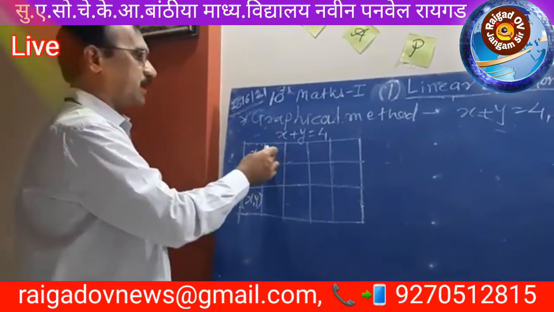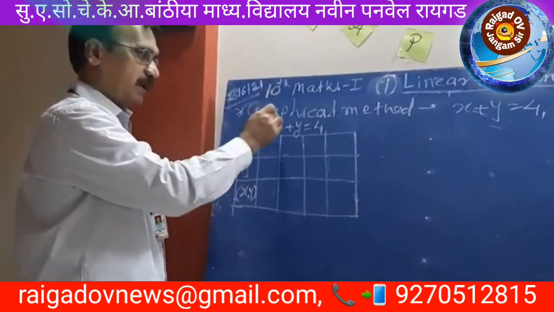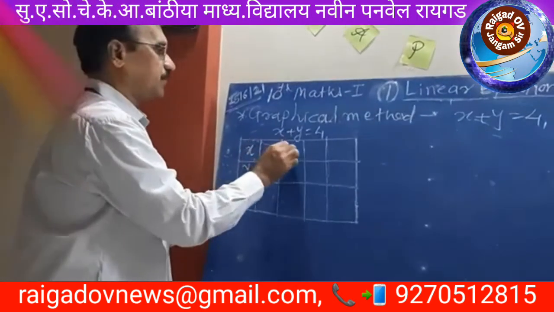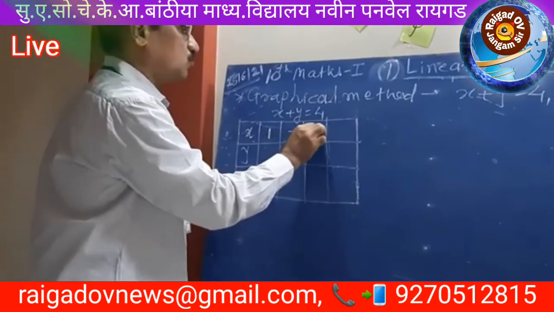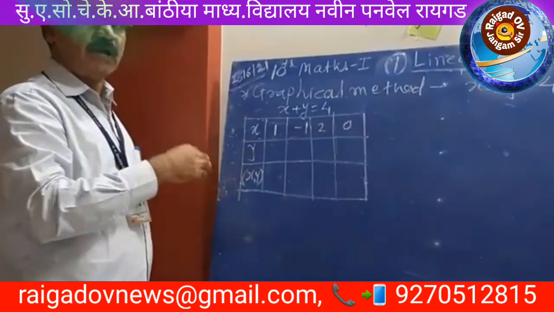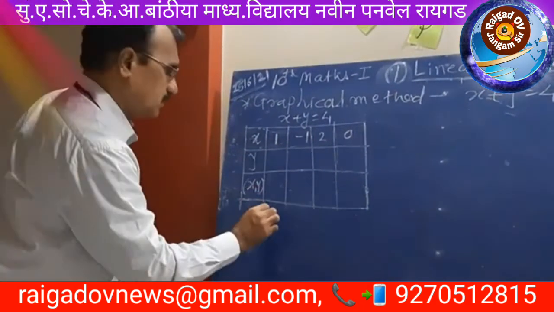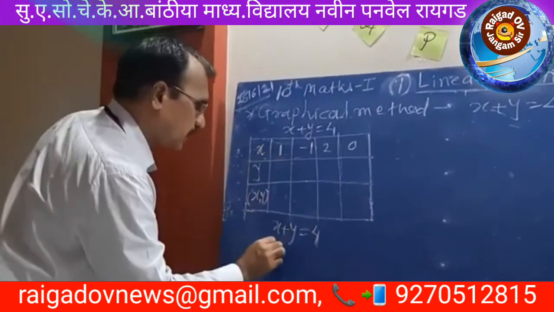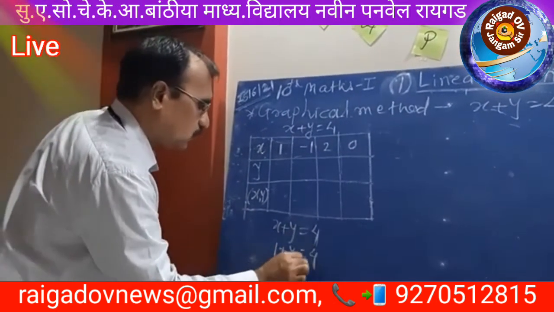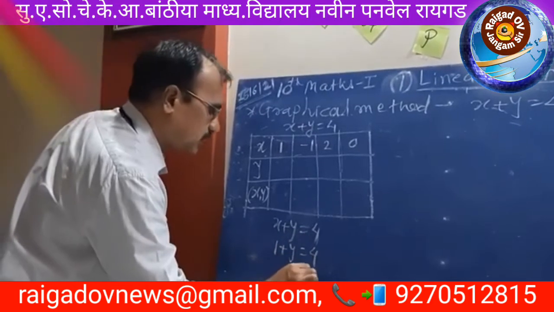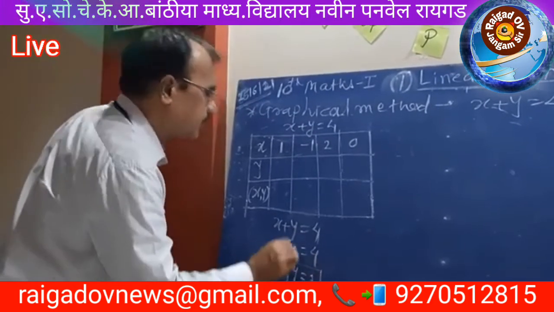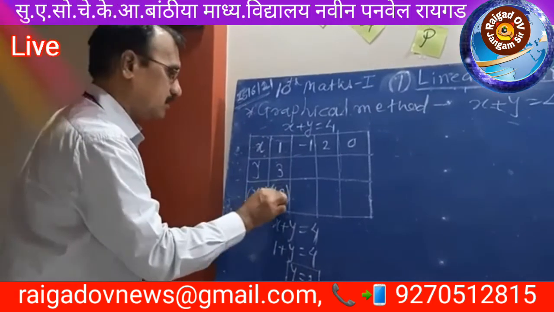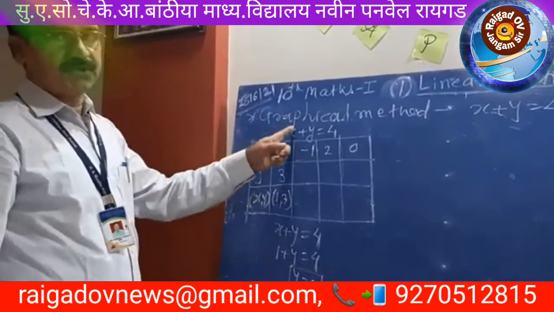Now here take any value of x, put this value in this equation and find the value of y. If we take here 1, minus 1, 2 and 0, any value of x we can take here. That means here x plus y is equal to 4. x is 1. 1 plus y is equal to 4 and y is equal to 4 minus 1, that is 3. Means the value of y is 3. Means (1, 3) is the first coordinate for this equation.